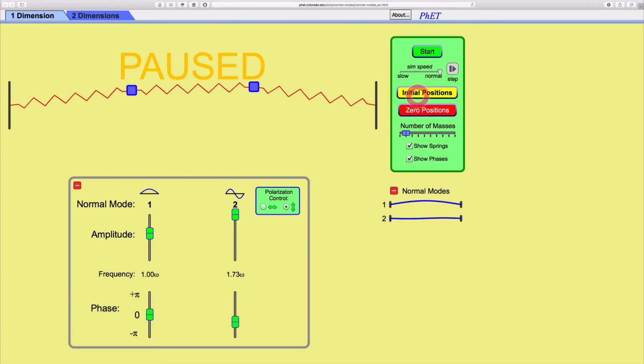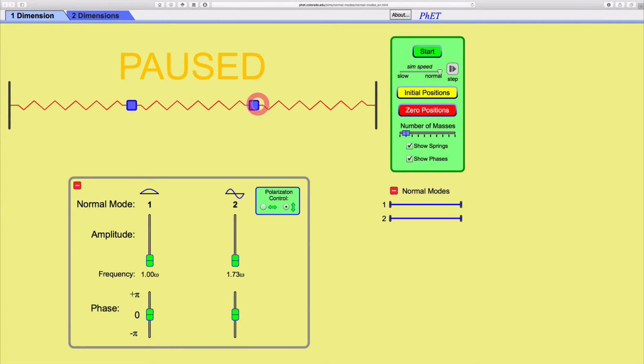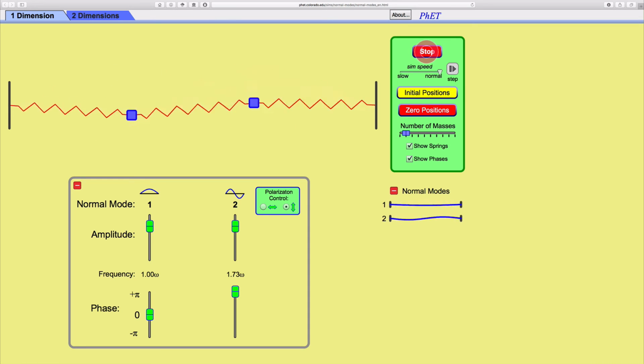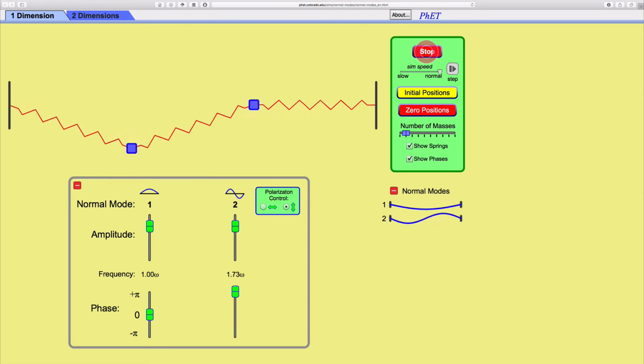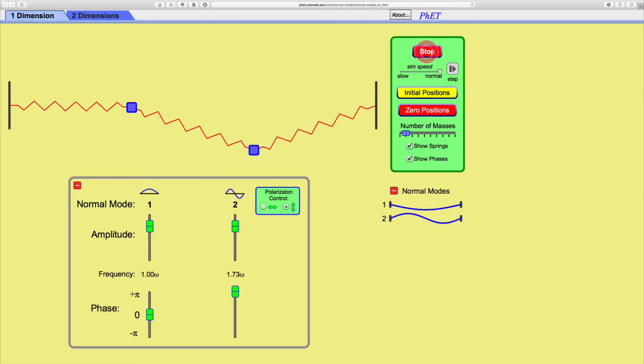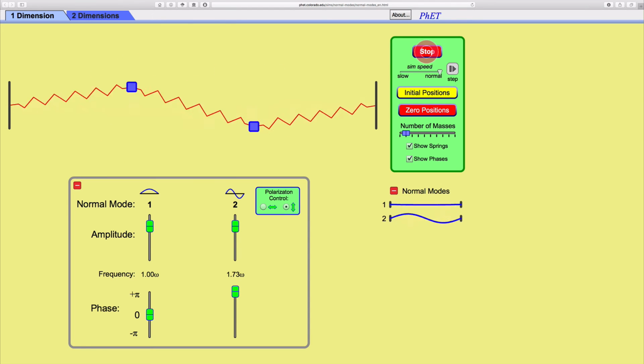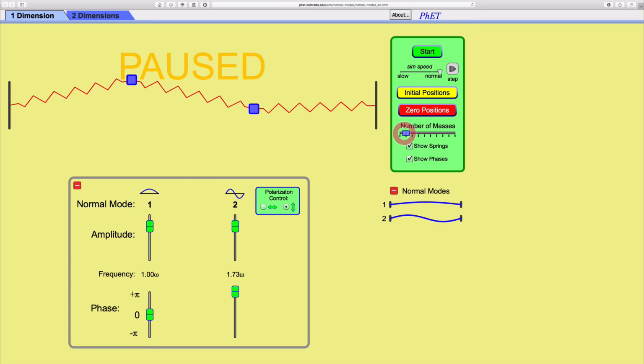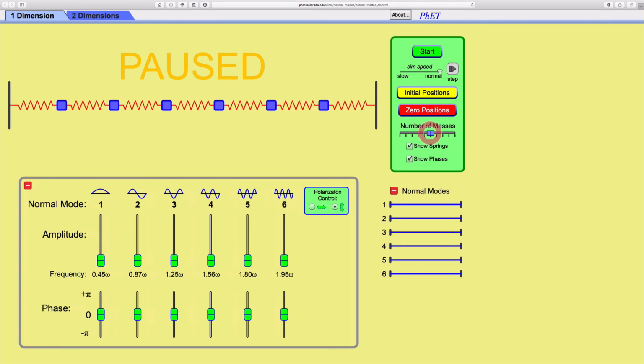You'll note that if we start with some initial displacement like this, then this indicator bar down here shows you the superposition of normal modes and the phases of the normal modes required to get this initial condition, and then when you start, the normal modes just evolve at the frequencies determined by finding the solutions to the eigenvalue equation. So that's 2 masses, we've seen that before. Now we can increase the number of masses. So let's go to 6.